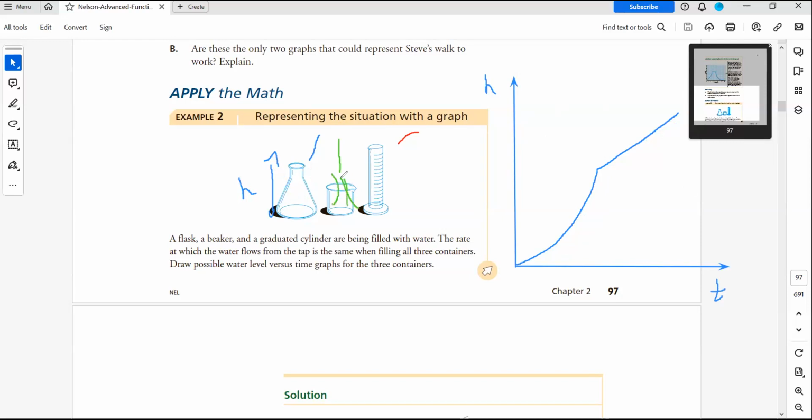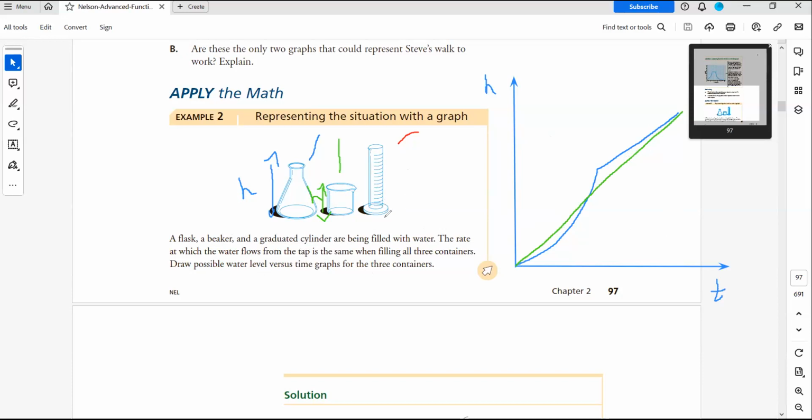Pouring water into the beaker, what we can see is that the volume is big, but it's constant across the whole height of the beaker, right? So the water level versus time graph should be just a straight line because the rate at which we're filling up the beaker is the same across the whole interval.